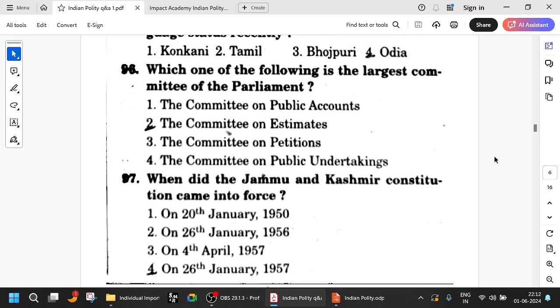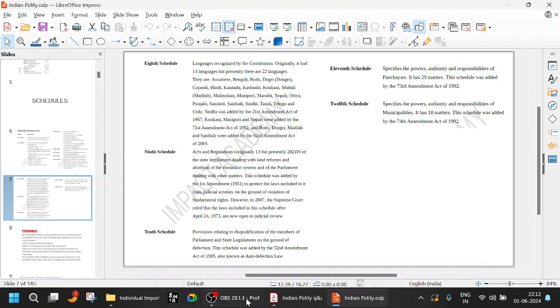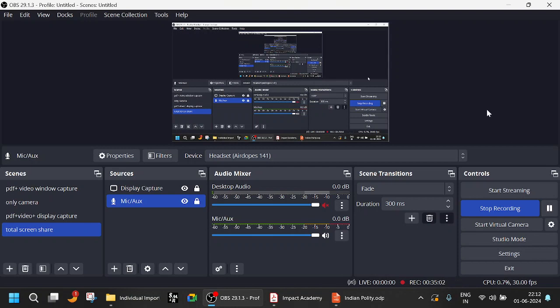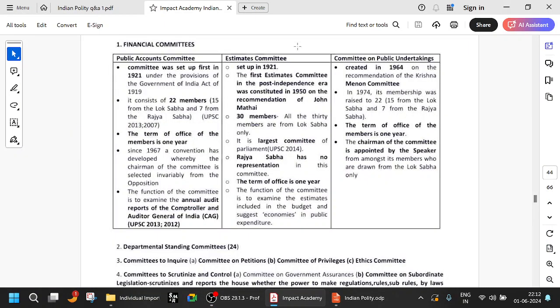So which one of the following is the largest committee of the Parliament? Always remember Committee on Estimates. If you look at the Estimates Committee, it was set up in 1921. Even the Public Accounts Committee was set up very early, 1921. And the Committee on Public Undertakings is in 1964. The Estimates Committee is on the recommendation of John Mathai. It has 30 members. It is the highest. It is the largest committee of the Parliament. And Rajya Sabha has no representation. All 30 are from Lok Sabha.